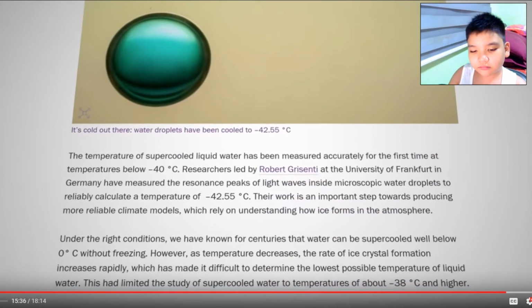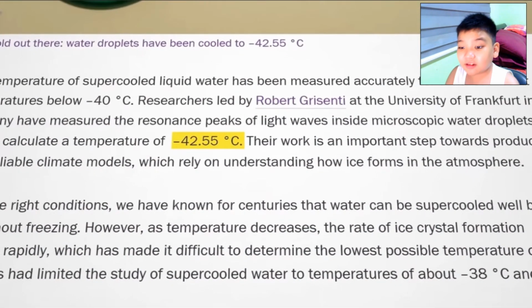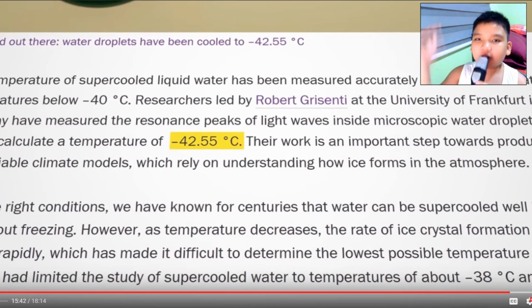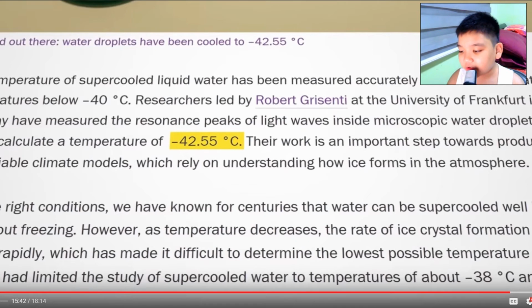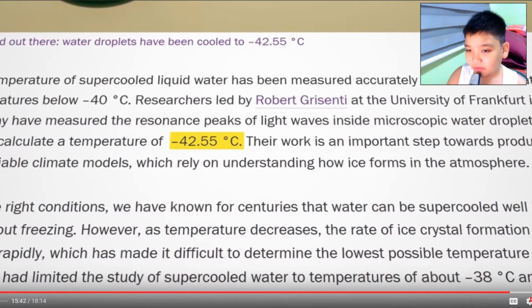According to a 2018 study at the University of Frankfurt in Germany, supercooled water can reach temperatures of negative 42.55 degrees Celsius? How cold is that? I need a thing that says how cold is that, because I can't really take that into account. All I know about it is that it's lower than freezing temperature, and I don't really know how to compare how cold things are, but I'm thinking that's very, very, very cold for water.